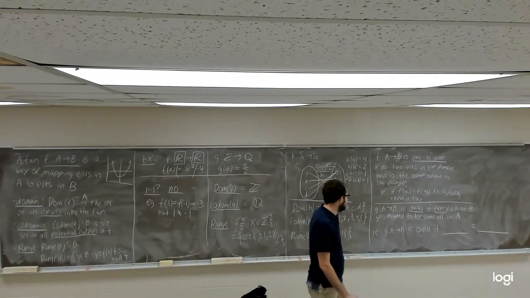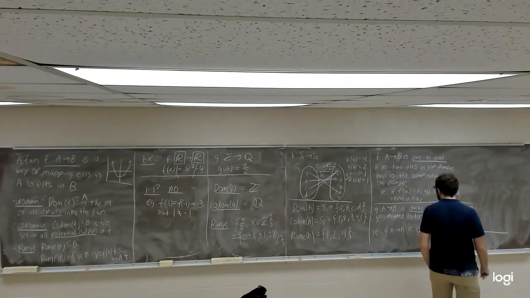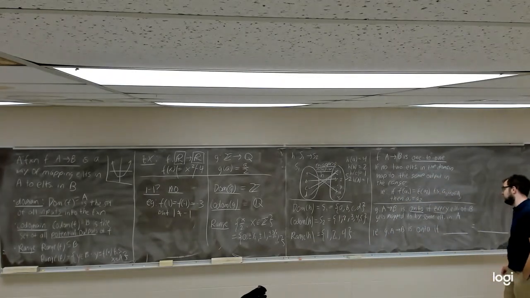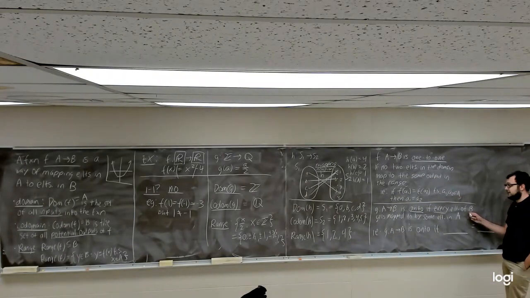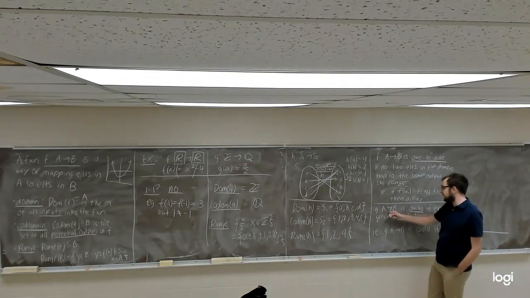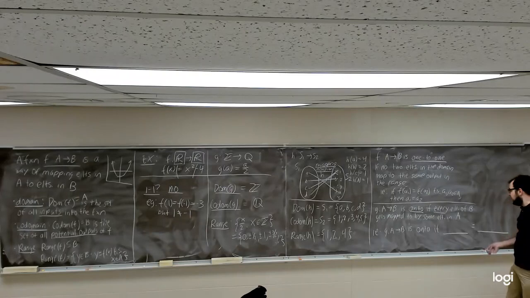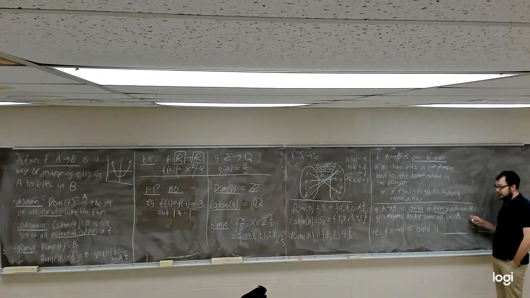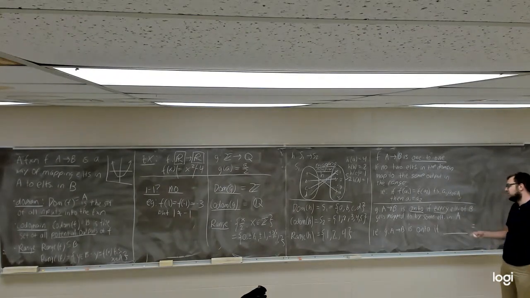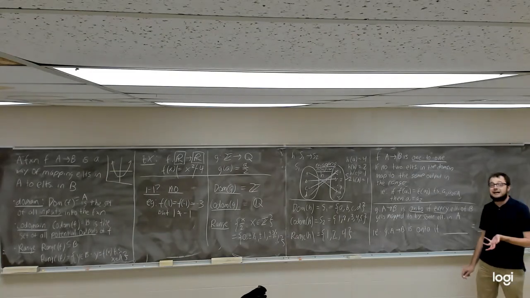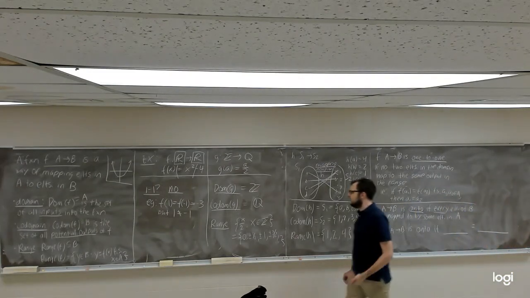The other property I want to talk about that a function may or may not have is being onto. A function g going from A to B is called onto, or surjective if you're a snob, if every element in B, every element in the codomain, gets mapped to by some element in the domain. Let's take a look at this function.